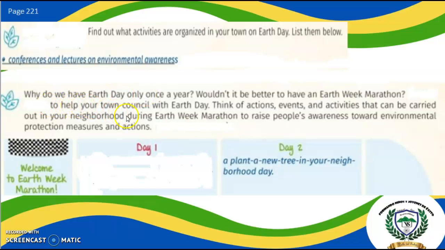To help your town coincide with Earth Day, think of action events and activities that can be carried out in your neighborhood during Earth Week. Earth Week Marathon to raise people's awareness toward environmental protection measures and actions. And we have here: welcome to Earth Week Marathon, day 1, and in day 2 we have an example: plant a new tree in your neighborhood.